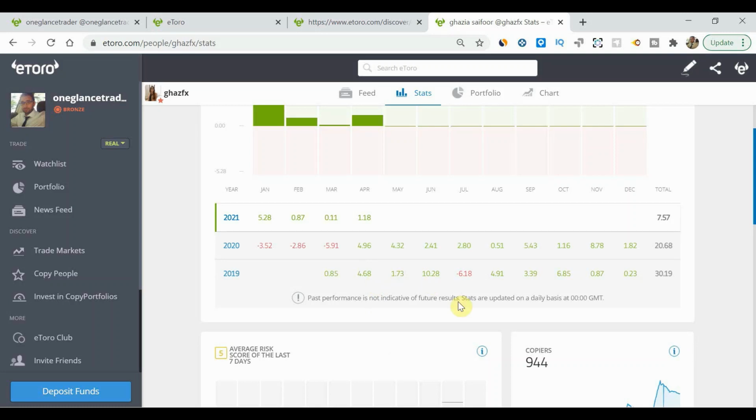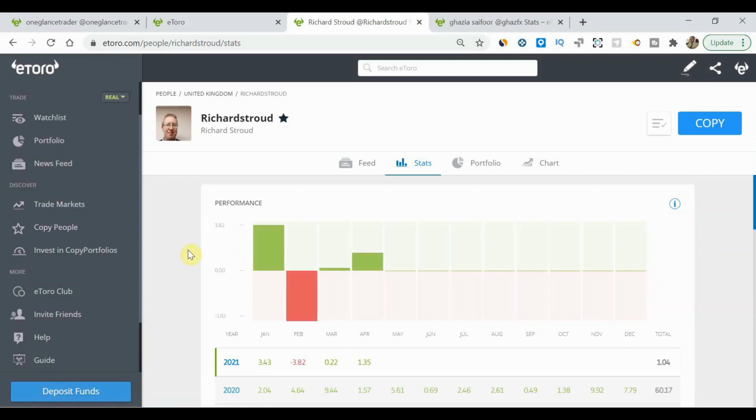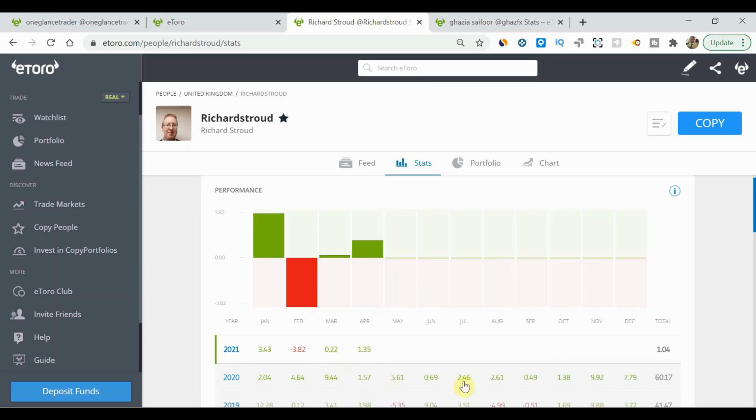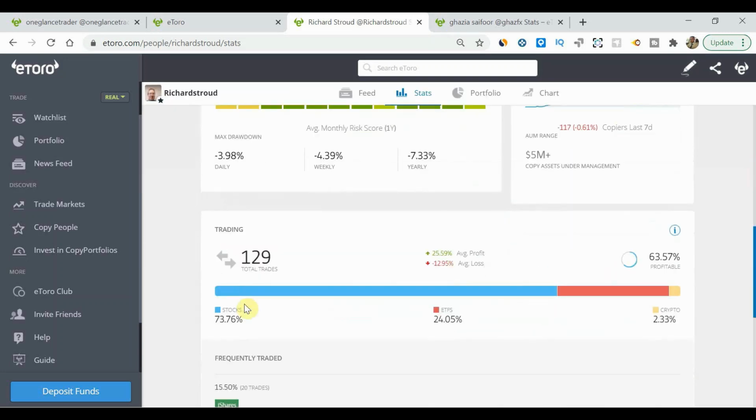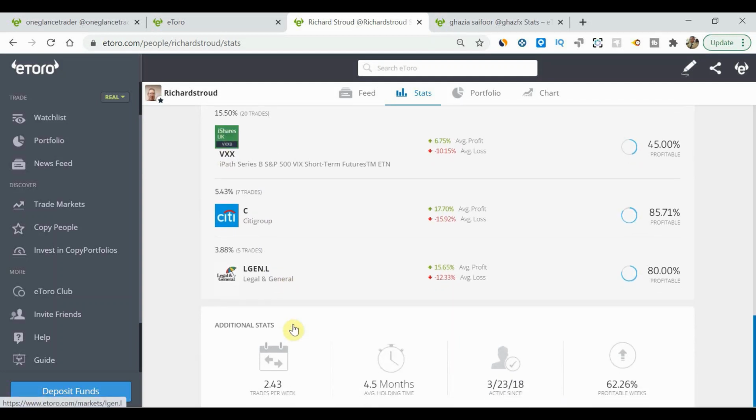So this is who I'm looking at, and those of you who know Richard Stroud, he's someone that I'm also looking at. But you can see here, February was a shocking time, and March was really low in comparison to what he normally does. And if I have a look here, he's not really trading some of the larger ones such as indices, Citigroup, and legal in general. So again, I'm quite comfortable with Richard.